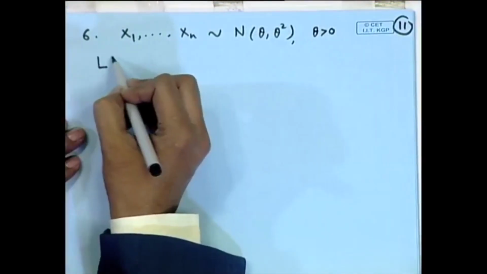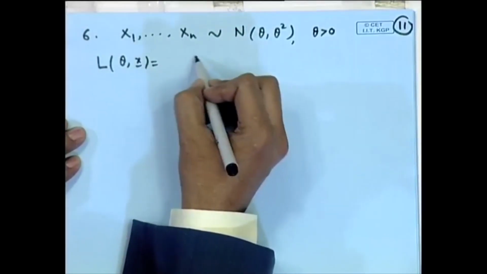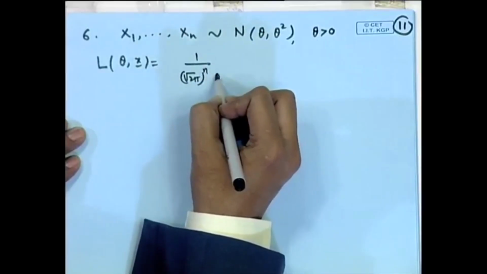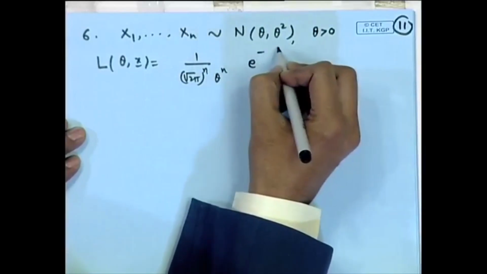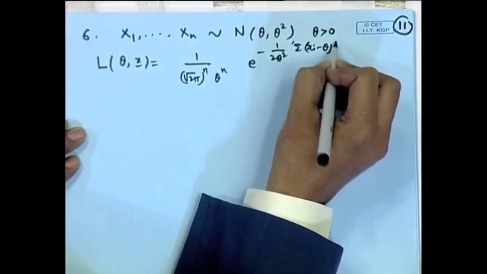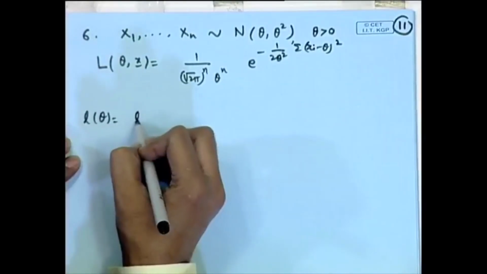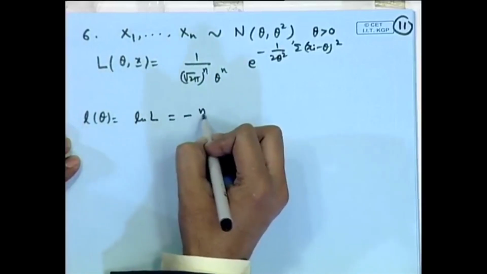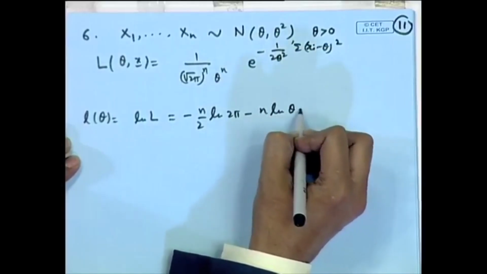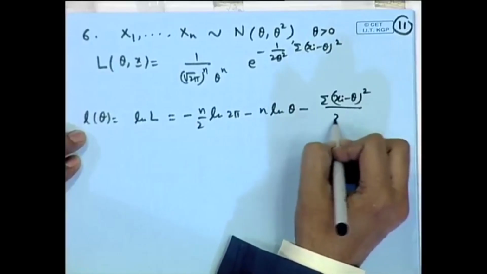Now, here the likelihood function, if you write it following the earlier setup, becomes 1 by root 2 pi to the power n, theta to the power n, e to the power minus 1 by twice theta square sigma (xi minus theta) whole square. So, the log of the likelihood function is minus n by 2 log of 2 pi minus n log theta minus sigma (xi minus theta) whole square by twice theta square.